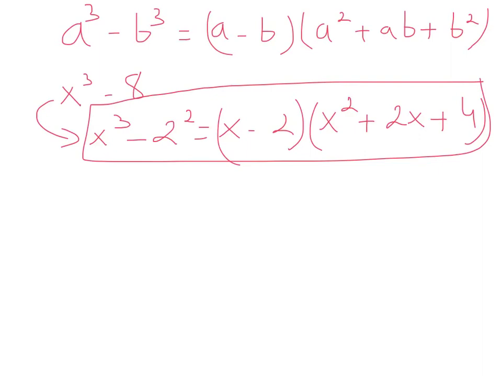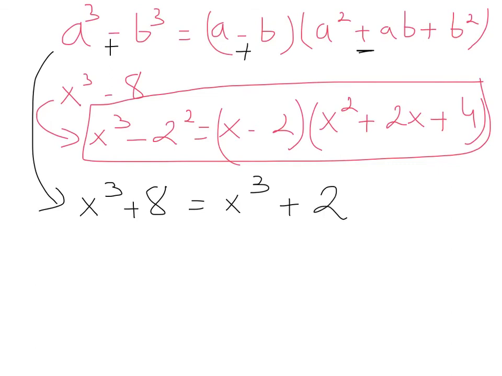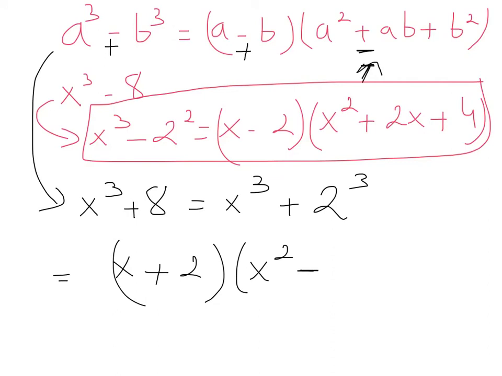Now, if we have plus, what's going to happen? If we have plus, we're going to add plus here, and this one will be minus. For example, let's suppose we have x cubed plus 8, which is x cubed plus 2 cubed. So it will be x plus 2 times x squared minus, because we have minus here, minus ab, which is 2x, and because we have plus here, it's going to be plus 2 squared, which is 4.